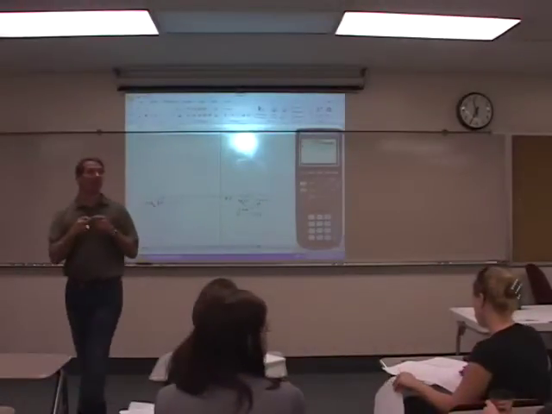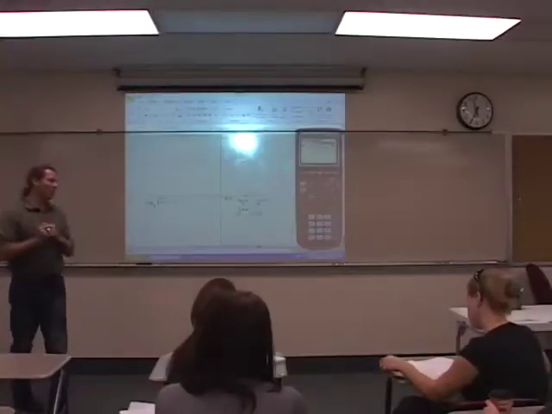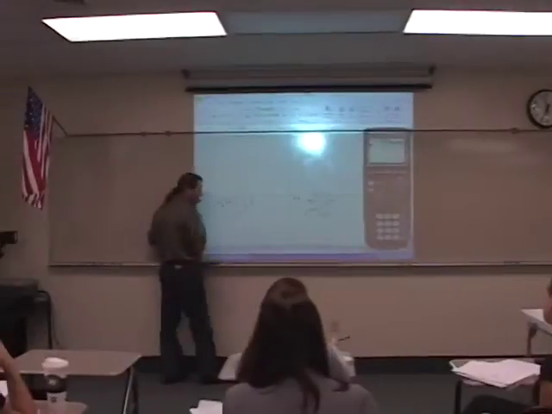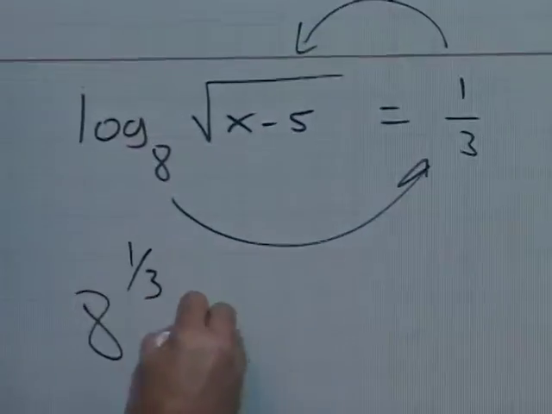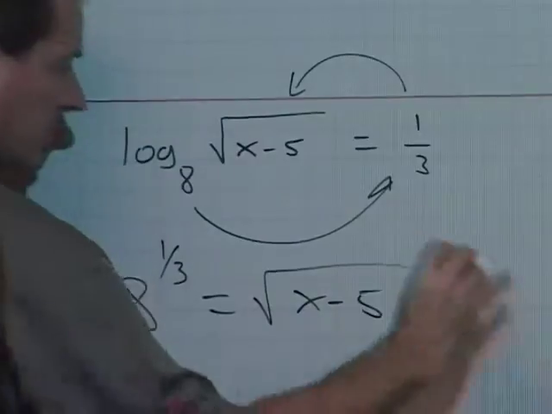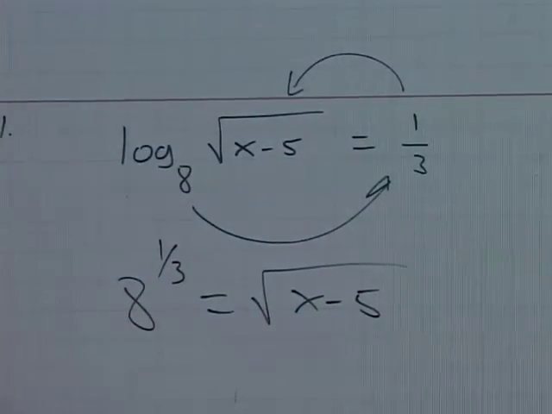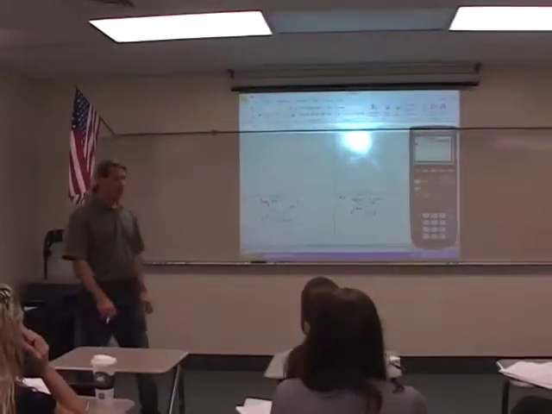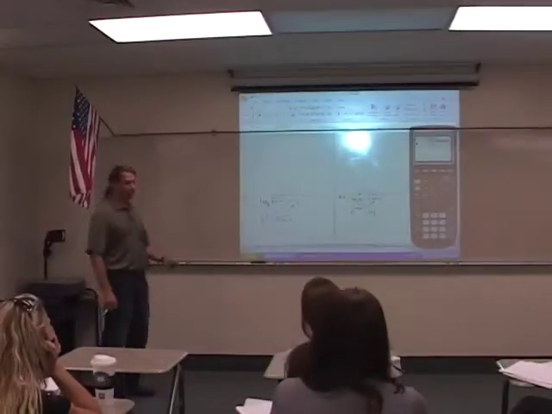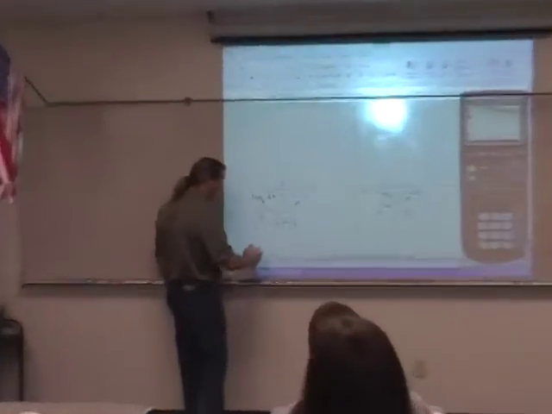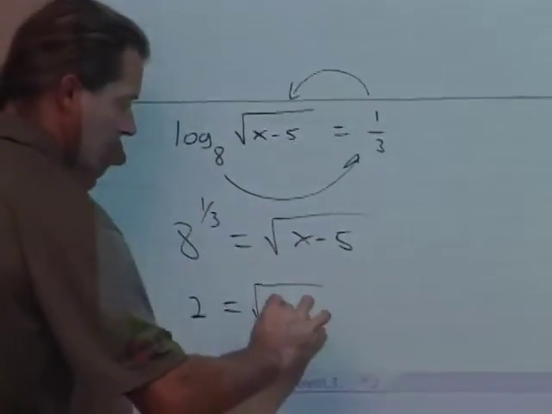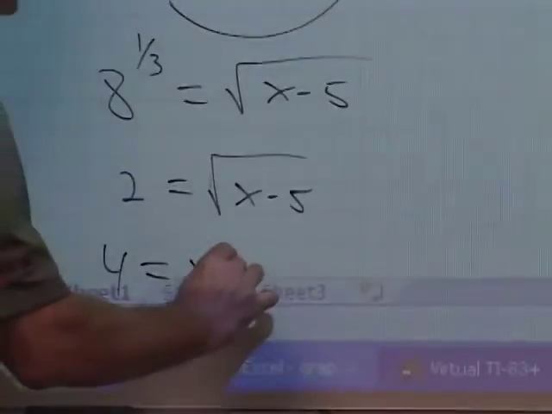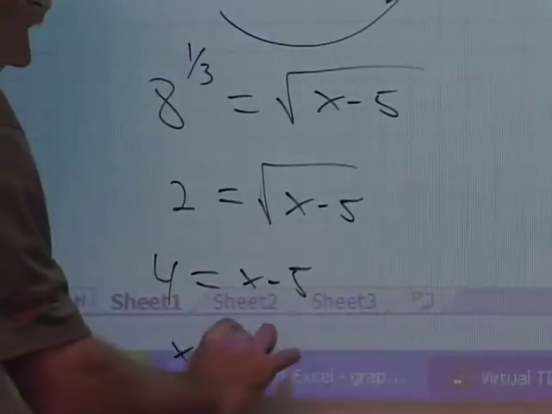What's the first move? Convert it. Convert it, thank you. Convert it over to an exponential equation. By using this, we learned so many times, 8 to the 1/3 is equal to the square root of x minus 5. What is 8 to the 1/3? That's the same thing as the cube root of 8. What is the cube root of 8? 2 times 2 times 2 equals 8, so the cube root of 8 is 2, is equal to the square root of x minus 5. Squaring both sides, you get 4 is equal to x minus 5, so therefore x equals 9.